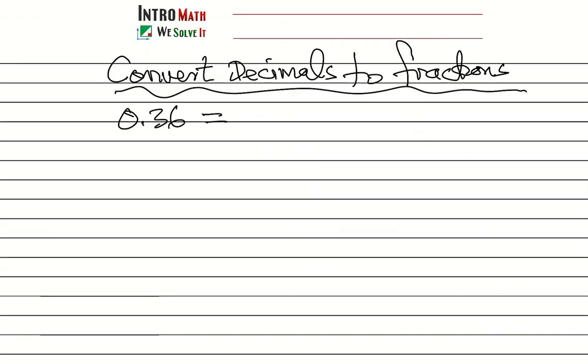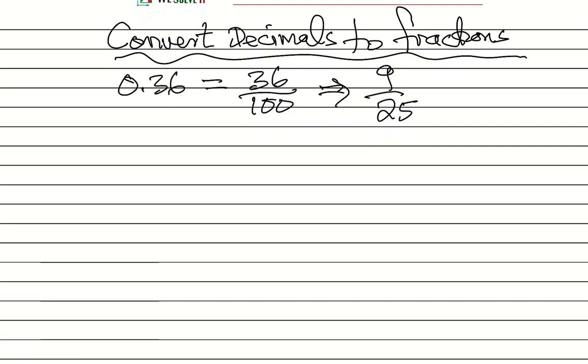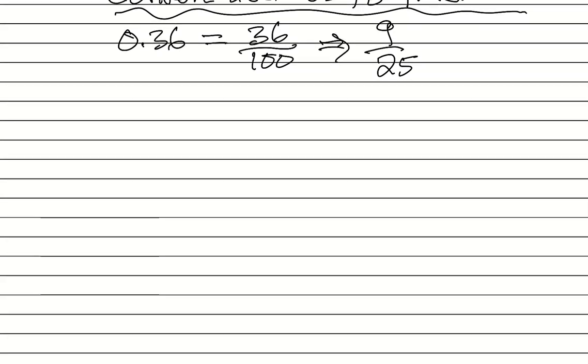Now the next thing we'll do, we'll convert decimals to fractions, right? Now the first one there, 0.36. It's just the same thing as 36/100. All right. Then you reduce it. You get 9/25. Yes. You just reduce that and then you're done.